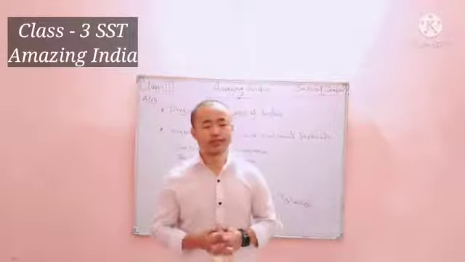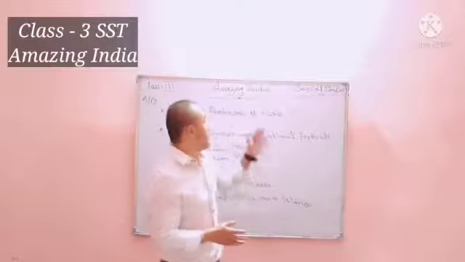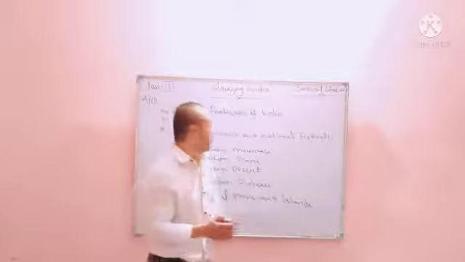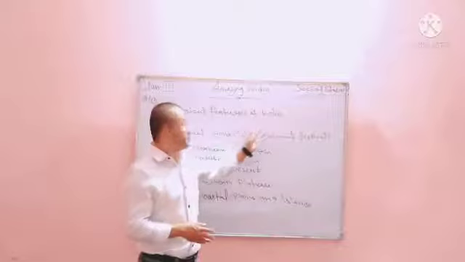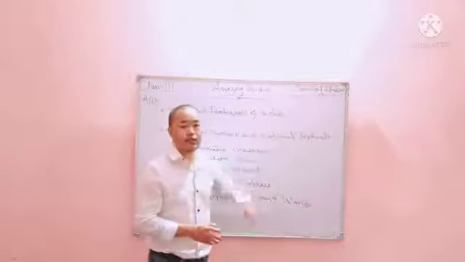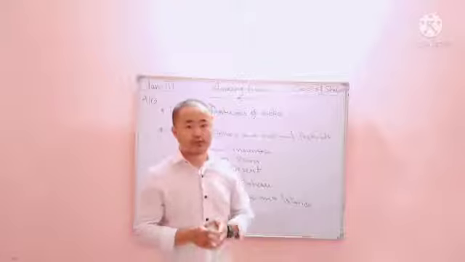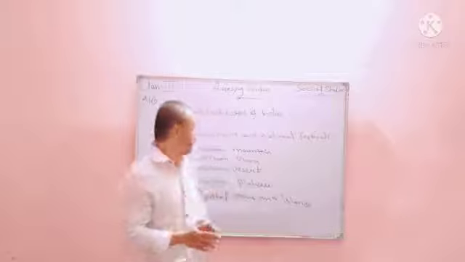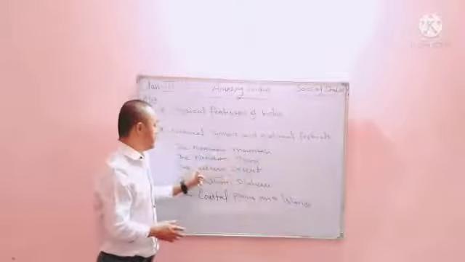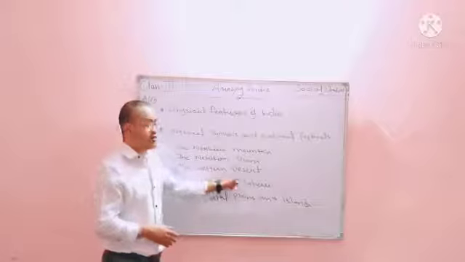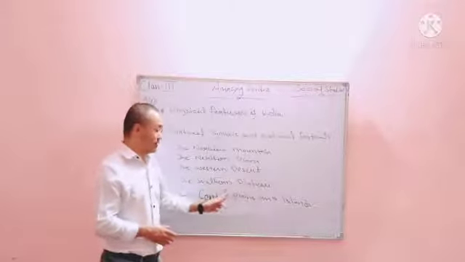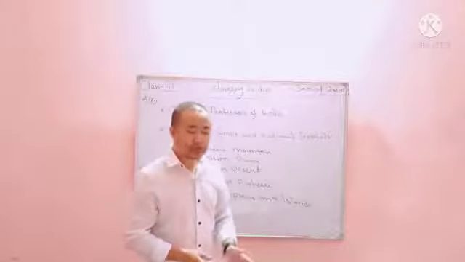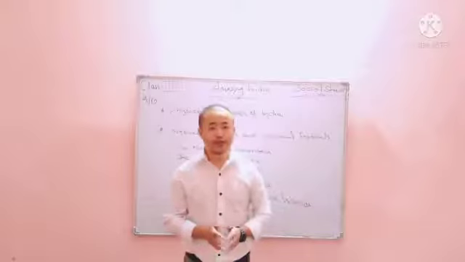Today we will start with lesson number 6, that is Amazing India. In this lesson you will learn physical features of India, national symbols and national festivals. India is divided into 5 physical features: the northern mountain, the northern plains, the western desert, southern plateau, and the last one is the coastal plains and islands.